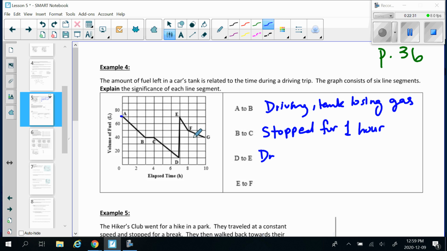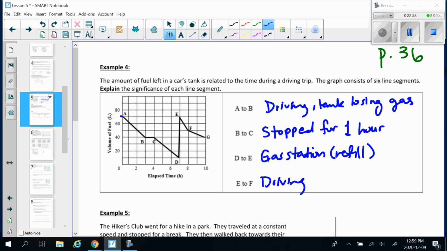Oh, wait, they didn't ask for CD. Okay, we're clearly driving here, but they asked for DE. What's going on in DE? How come I had so little fuel and then all of a sudden I have lots very, very quickly? Well, that's because you stopped at a gas station to refill. Okay, and your gas went up very, very quickly. And then we started driving again.